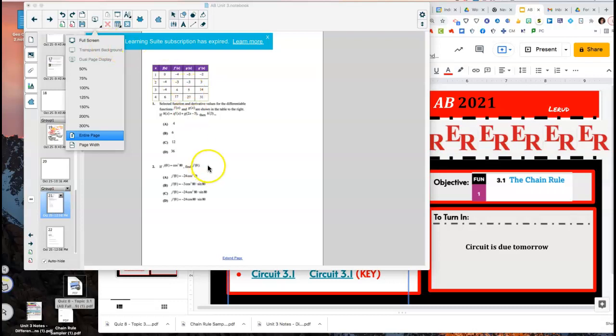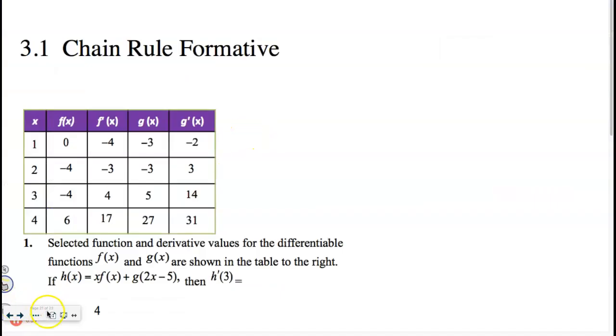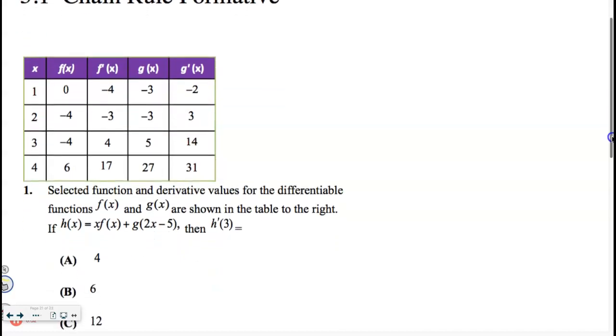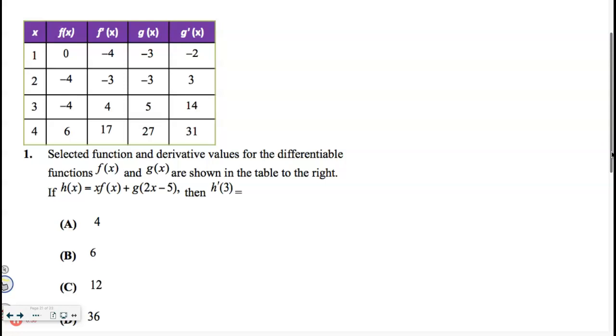All right, so we are going to hop on to Formative 8.1 on our chain rule. And this is in the back of your note packet. So there's no handout for you. I have the formatives stapled in the back. So the first step is a tabular representation of the functions f of x, g of x, and their derivatives at 4 different values of x.